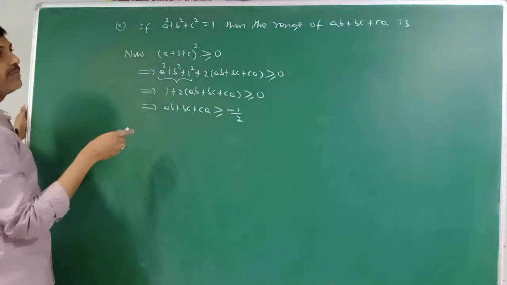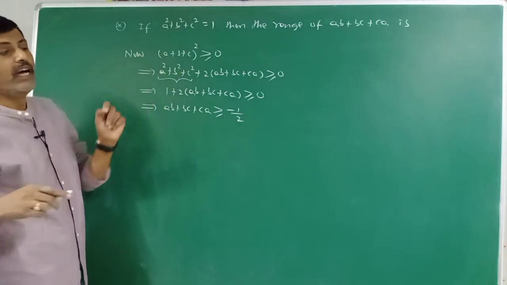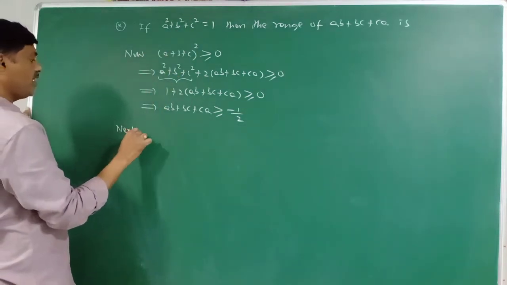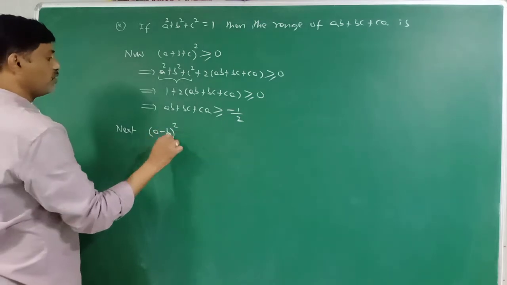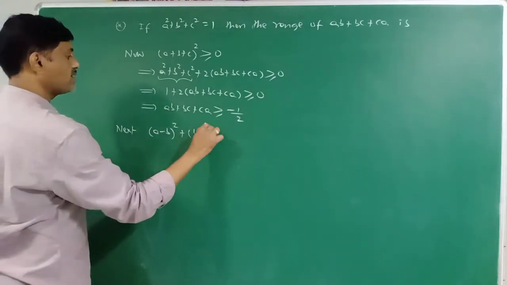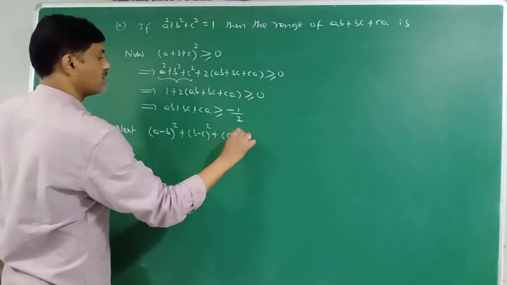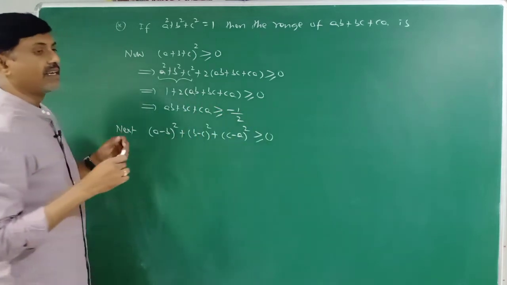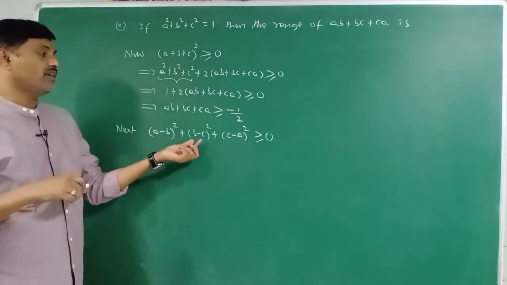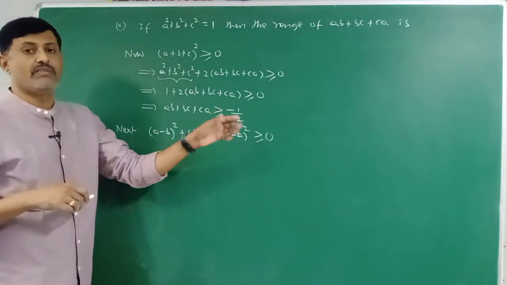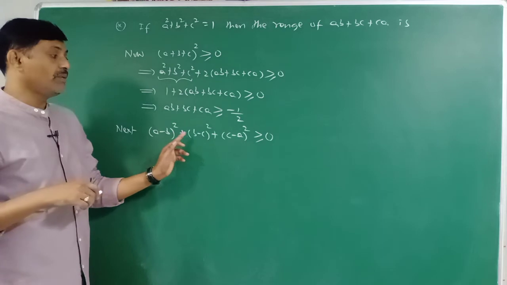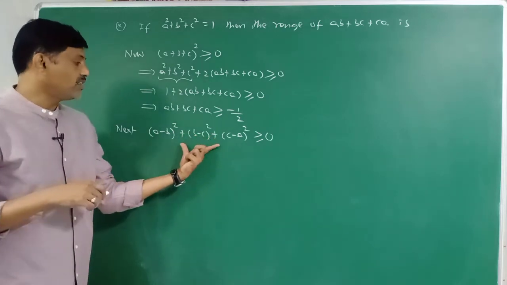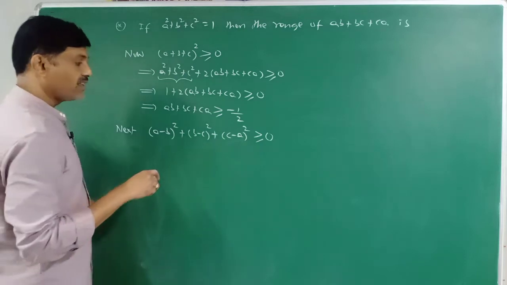Now we have to find the maximum, because we have to find the range of that function. Next we take (a − b)² + (b − c)² + (c − a)². This is also always greater than or equal to 0, a perfect square, always positive. If a equals b, b equals c, c equals a, your answer is 0. Therefore this total expression must be greater than or equal to 0.